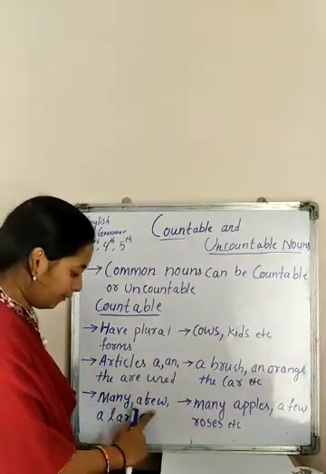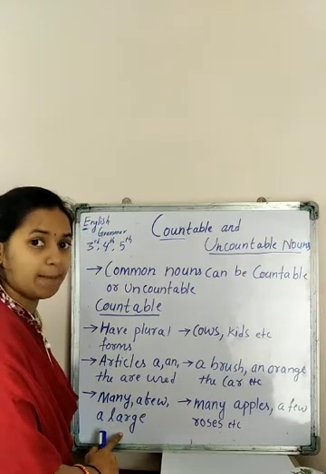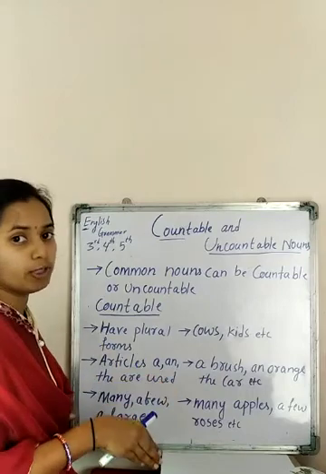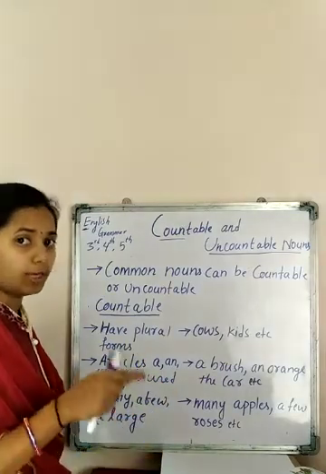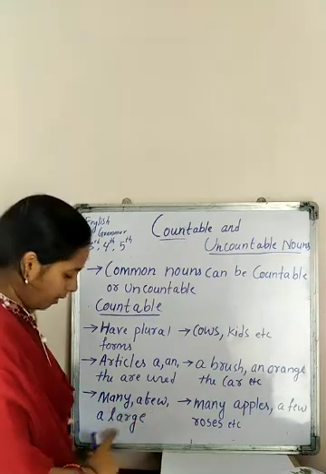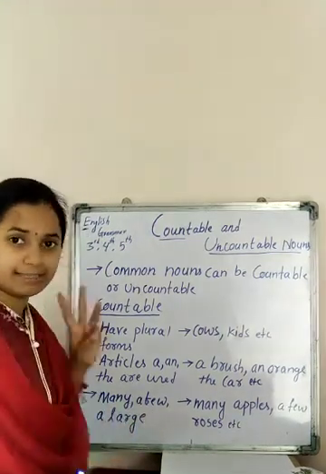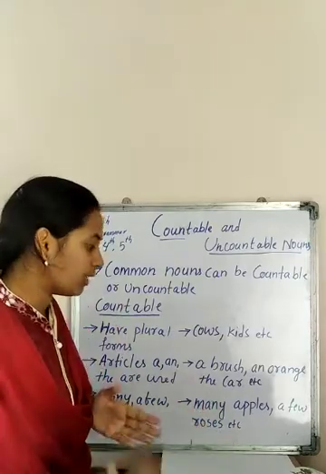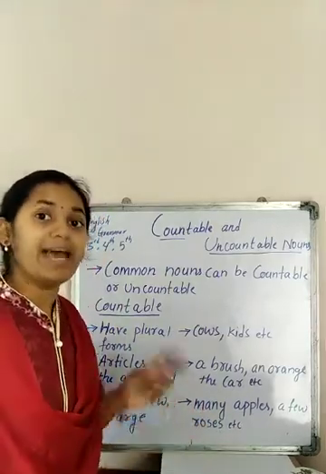Many, a few, a large. This is very important, kids, okay? So when you are using countable nouns, before your countable nouns in the sentence, you can also use what? Many, a few, a large. These three can be used. Now, coming to examples, you can say many apples, right?